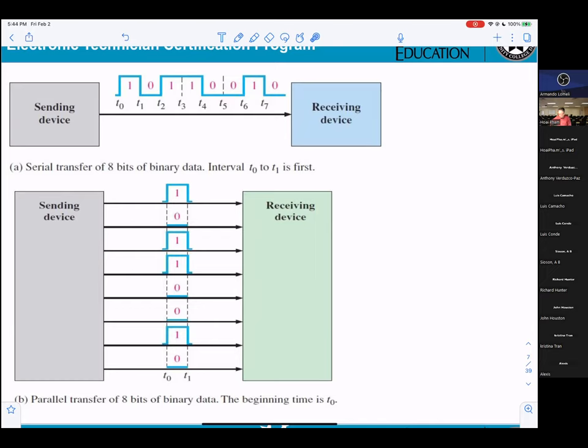So normally what happens inside the computer, data will be working as parallel data. Okay? Like you say, a 32-bit computer, that means you have 32 wires. 64 bit, they're asking for 64 wires. And the serial data, when it gets out of the computer, data will be sent by serial. Otherwise, you don't have enough wires.